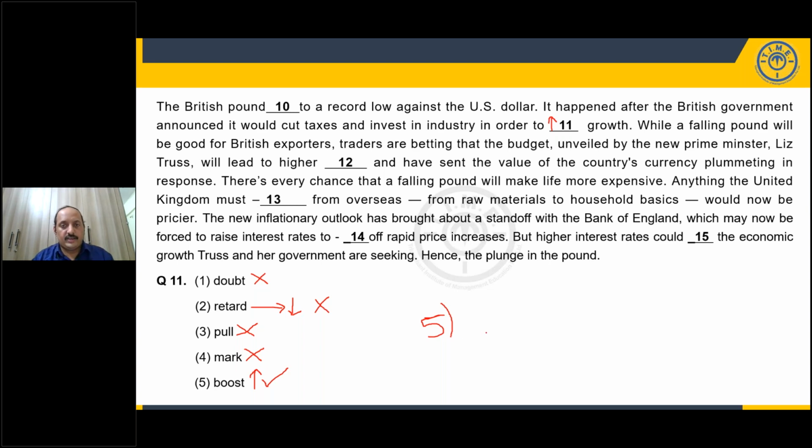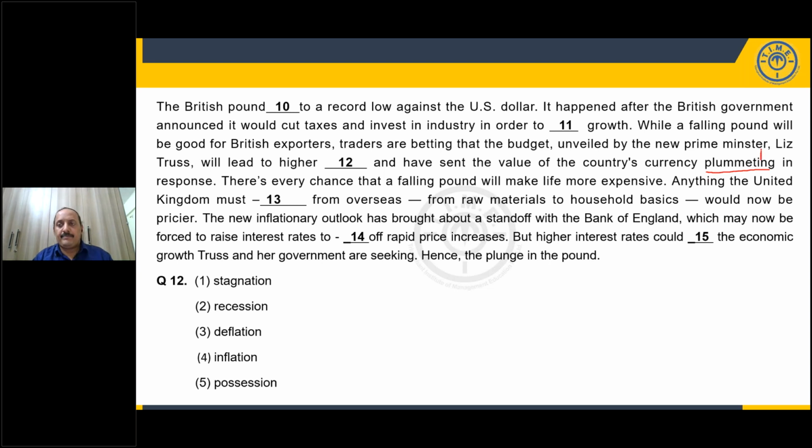growth. Okay, so because of that, the British pound has fallen because people were scared that the government is going to cut taxes. Therefore, they withdrew money, and due to that, the British pound fell. So while a falling pound will be good for British exporters, traders are betting that the budget unveiled by the new PM Liz Truss will lead to higher dash and have sent the value of the country's currency plummeting in response. Now plummeting is falling, as we just saw a little while earlier also.